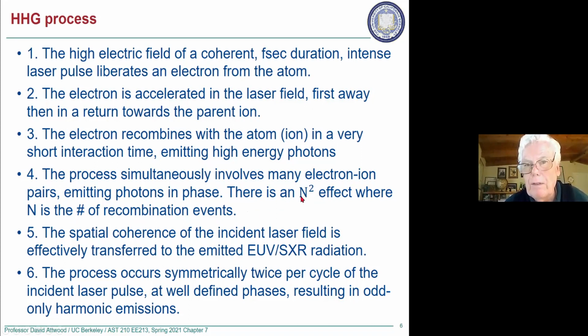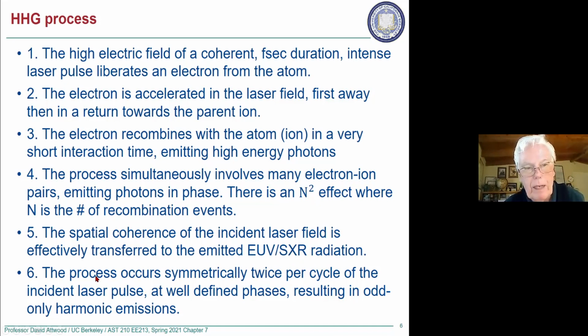And it won't be all of the atoms, because in some cases there won't be an electron pulled out, and in many cases there'll be an electron pulled out, but when it returns, it'll miss the ion. It won't come close enough. But the important point here was just that there's an N-squared effect. We'll try and talk about that again later so it becomes clear. The spatial coherence of the incident laser field is effectively transferred or imposed on the emitted high harmonic radiation, which could be in the extreme ultraviolet, or can also reach into the soft X-ray region, we'll see.